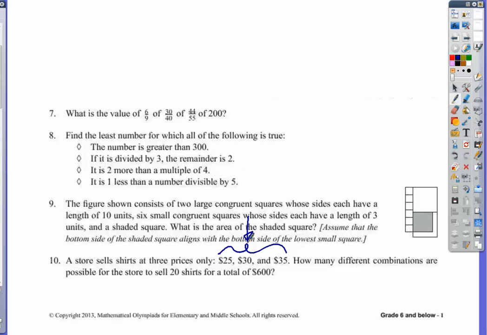So we need 20 shirts for a total of $600. Well, just for funsies, if I have $600 and each shirt is $30, well, that's going to be exactly 20 shirts, right? So there's one combination. So that's one combination, at all $30.